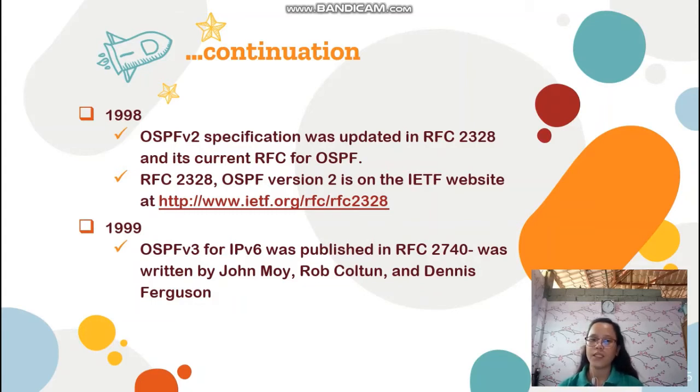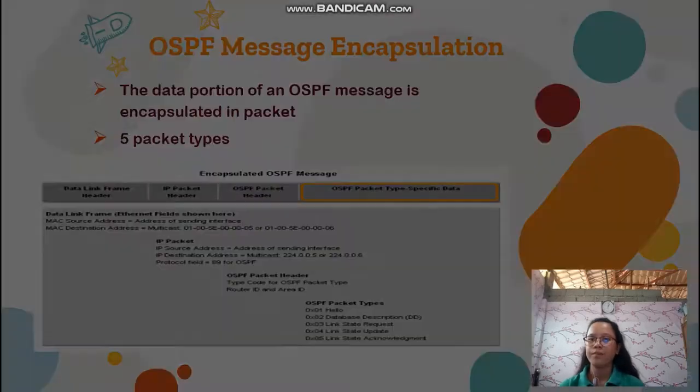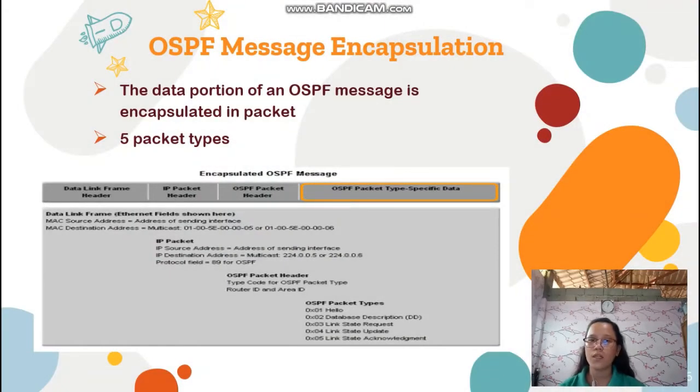In 1999, OSPF for IP version 6 was published in RFC 2740 and was written by John Moy, Rob Coltun, and Dennis Ferguson. OSPF message encapsulation. The data portion of an OSPF message is encapsulated in a packet. This data field can include one of 5 OSPF packet types. Each packet type will be discussed in the next topic.